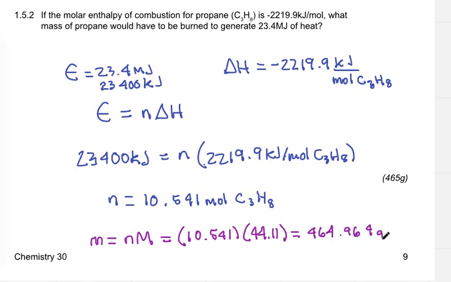464.964 grams. And how are we doing on sig digs? Molar mass had 4, delta H had 5. This enthalpy that we produce only has 3 significant digits, so we have to trim this answer down to 3. And so we keep 464, round up. It'll be 465 grams for our finished answer.